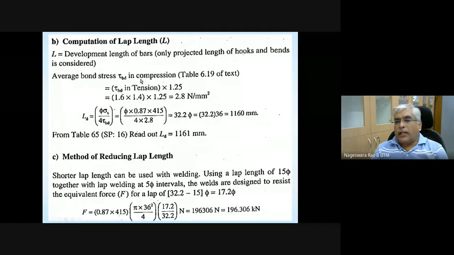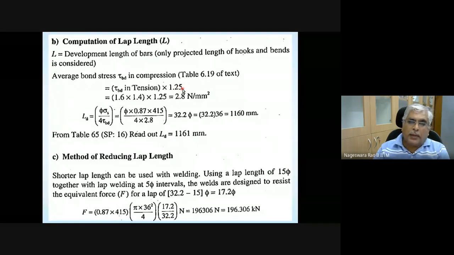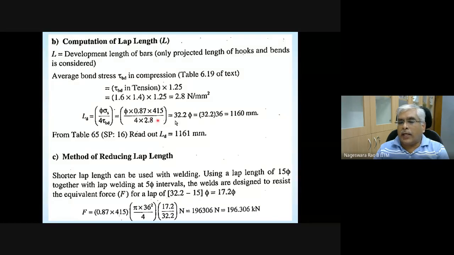and based on that, you can see here the detailed workout is given. 1.4 is multiplied with 1.6, a 60% increase for deformed bar, and then on top of it you multiply with 1.25 because the bar is in compression. So this is going to be your tau BD for this particular case, and based on that you calculate the development length. So this is the quantity. This lap length is going to actually depend on this LD.